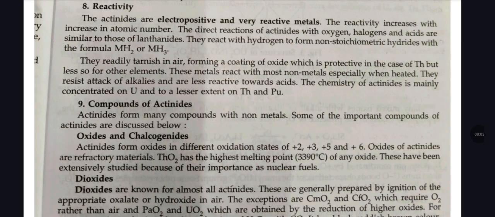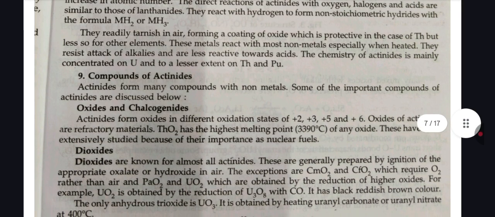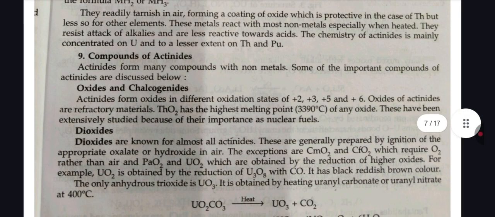Reactivity. The actinides are electropositive and very reactive metals. The reactivity increases with increase in atomic number. The direct reactions of actinides with oxygen, halogens and acids are similar to those of lanthanides. They react with hydrogen to form non-stoichiometric hydrides with the formula MH2 or MH3. They readily tarnish in air, forming a coating of oxide which is protective in the case of Th but less so for other elements. These metals react with most known metals, especially when heated. They resist attack by alkalis and are less reactive toward acids. The chemistry of actinides is mainly concentrated on U and, to a lesser extent, on Th and Pu.